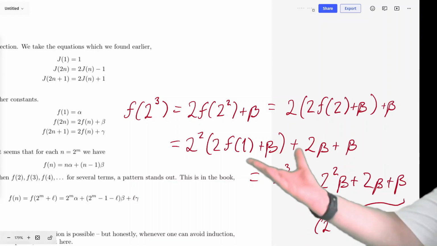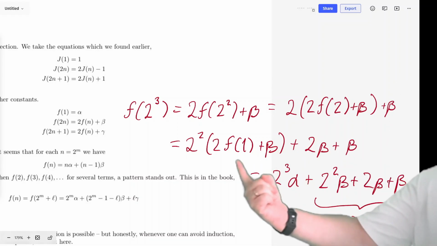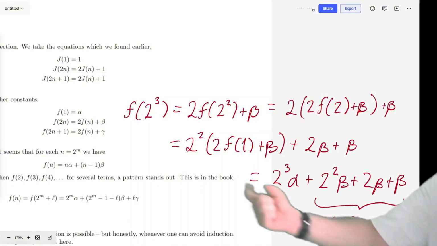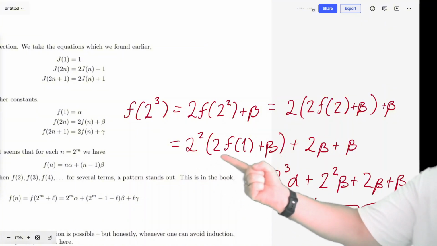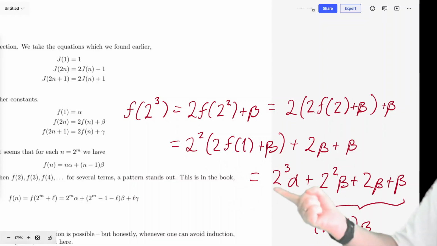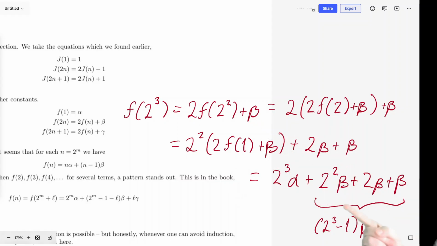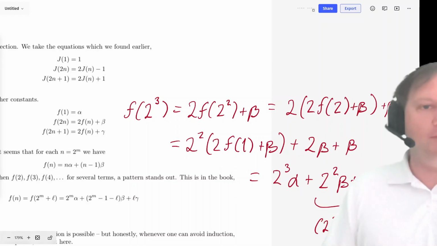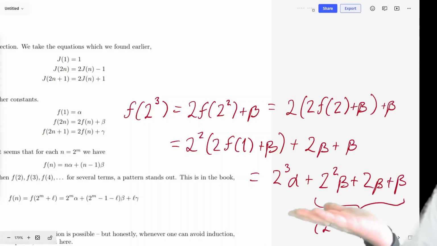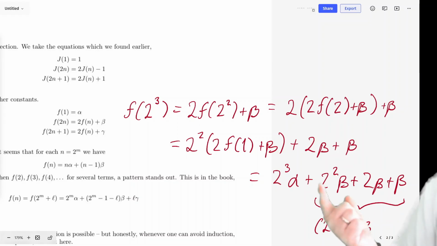Okay. On the next step, we're basically done. I'm going to take the f of 1, call it alpha, and I'm distributing the 2 squared, so now that makes this 2 cubed. So that's how we get 2 cubed alpha. 2 squared also distributes to this beta, so we get 2 squared beta, the 2 beta, and the beta carry down. I could combine some of these terms, but if you do, you'll maybe miss what comes next, because here you can see that if you factor out the beta, then you get 2 squared plus 2 plus 1. This is a sum of powers of 2.